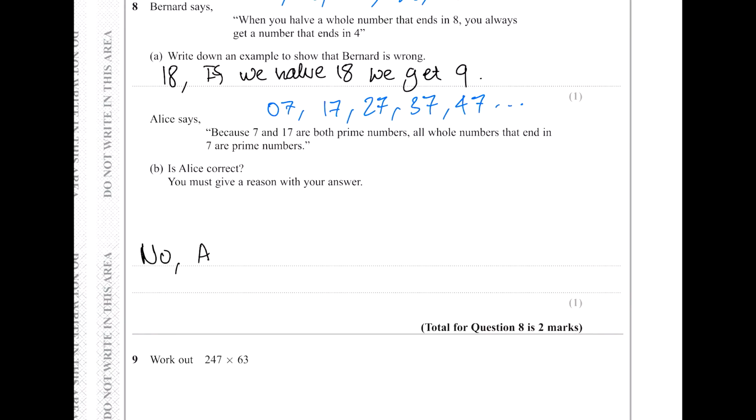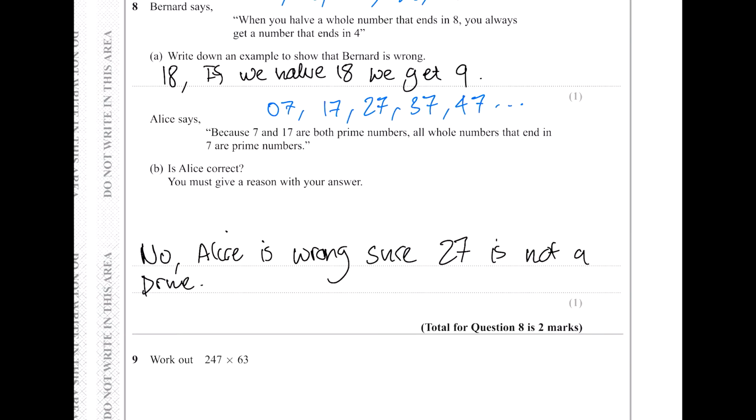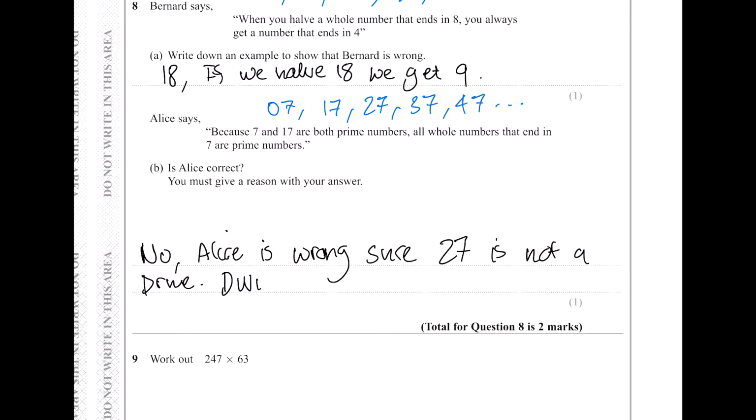So Alice is wrong, since 27 is not a prime. And the way we know 27 isn't a prime is that we can write 27 as 3 times 9, so it's divisible by 9 and 3 as well. Okay.